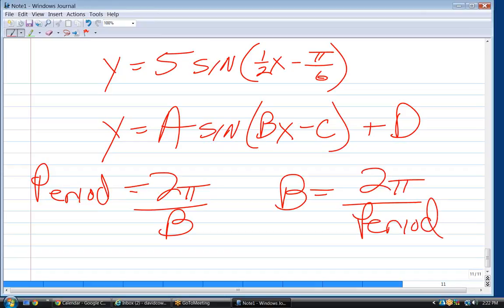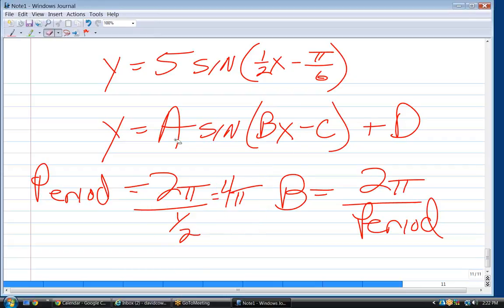Okay, so they're asking about the period. It's 2 pi over b. What is b? b is 1/2. So what's the period? Period is 1 pi. No, 4 pi. There you go. Be careful with that. It's a common mistake you can make. In other words, when you're dividing by a fraction, make sure you flip the fraction and multiply.